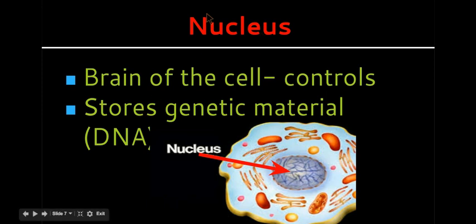The next organelle is the nucleus. You guys heard about this yesterday when we were talking about the difference between prokaryotes and eukaryotes. The nucleus is right here, smack dab in the center of the cell, this big round thing. It is the brain of the cell. We say it's the brain of the cell because it controls everything that goes on in the cell. It also stores the genetic material, or the DNA. So the nucleus is extremely important for eukaryotic cells, and it's what separates them from prokaryotic cells.